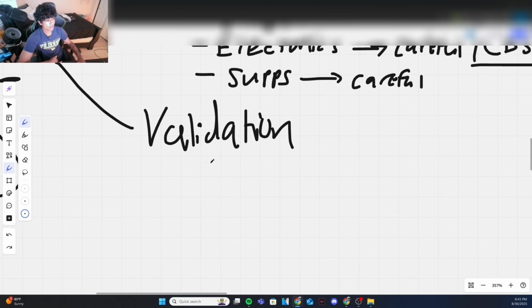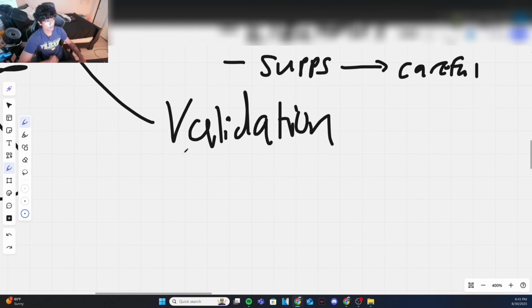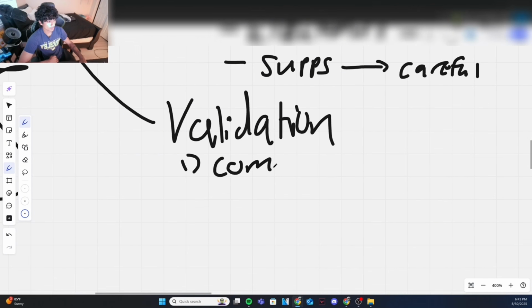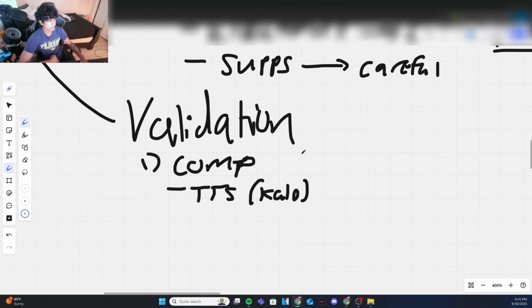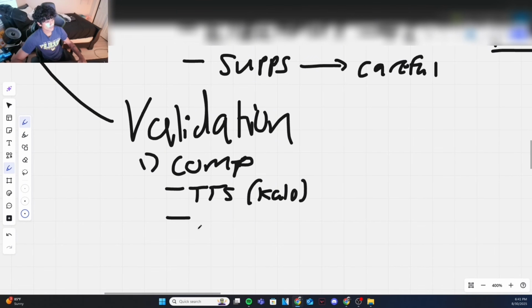Okay, so in terms of validation, there's going to be multiple forms of validation. So let's start with the most obvious one, competitors. These competitors can be any sorts of competitors. They can be TikTok shop sellers, especially if you're using Calo data, right? Calo data in itself is enough validation for you. Next, ad library competitors. So people who are actually running your product, right?